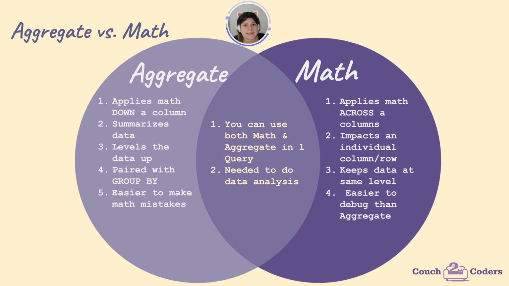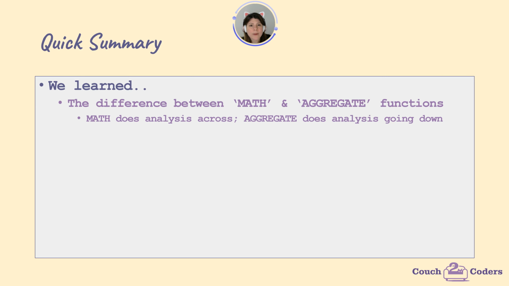The most important thing is that both of these are required for any meaningful data analysis. You can't get by only doing aggregate math work, and you can't get by only doing regular math. You need to use both together to complete your analysis and provide meaningful insights. In this quick lesson, we learned the difference between our regular math and our aggregate math functions. And just to reiterate, math does analysis across the row versus aggregate, which does math down the column.